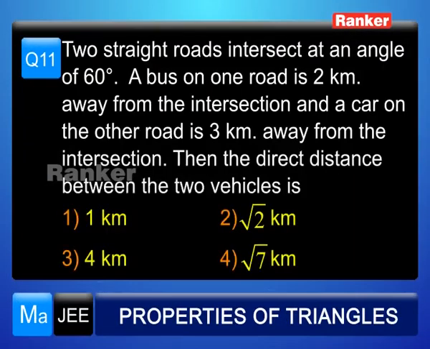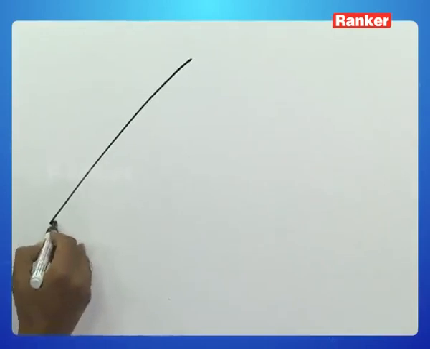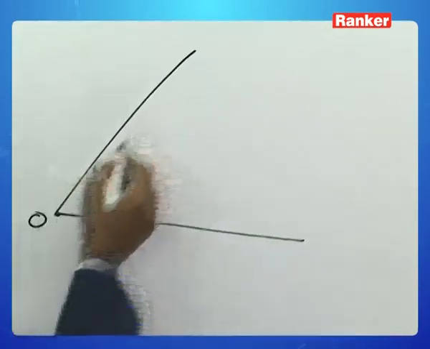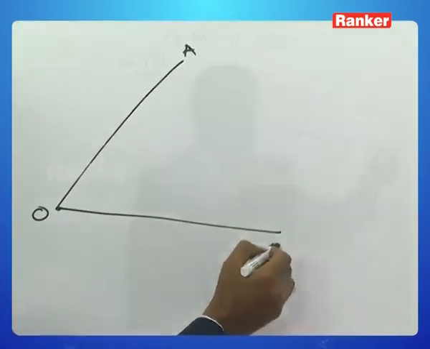Two straight roads intersect at an angle 60 degrees. A bus on one road is 2 kilometers away from the intersection and a car on the other road is 3 kilometers away from the intersection. Then the direct distance between the two vehicles is: first option 1 kilometer, second option root 2 kilometers, third option 4 kilometers, fourth option root 7 kilometers. So there are two straight roads which are converging at a point O, let us say AO and BO.